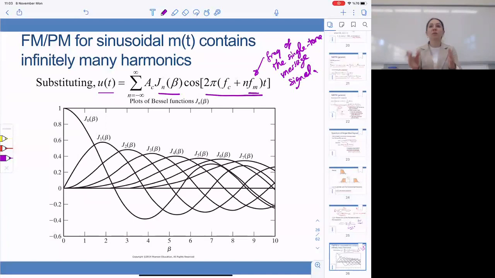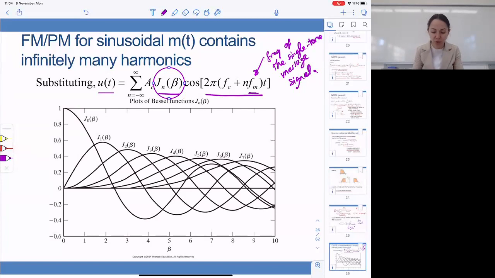Wow, so we have a component at fc, we have a component at fc plus fm, we have a component at fc plus 2 fm, fc plus 3 fm, etc. And we also have the negative versions. All of these spectral components. Now, what are their weights? Their weights are controlled by these Bessel function values. Let's look at the Bessel function values. How fast do they decay?